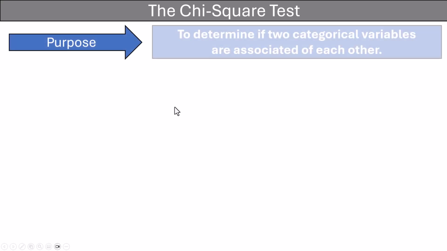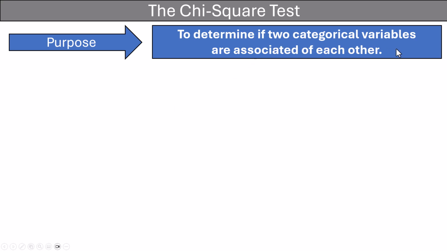In this section, we cover the chi-square or chi-squared test. Actually, both spellings are appropriate, either chi-square or chi-squared. The purpose of this hypothesis test is to determine if two categorical variables are associated with each other.